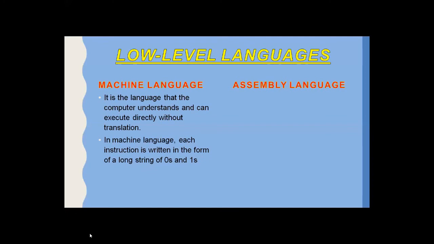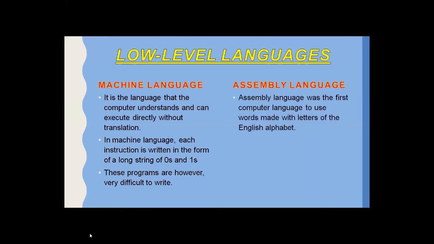In machine language, each instruction is written in the form of a long string of zeros and ones. Which type of code is used in machine language? Zeros and ones. These programs are, however, very difficult to write, as we all know that the language of zeros and ones is very difficult while typing. But as compared to that, assembly language is a simple language.